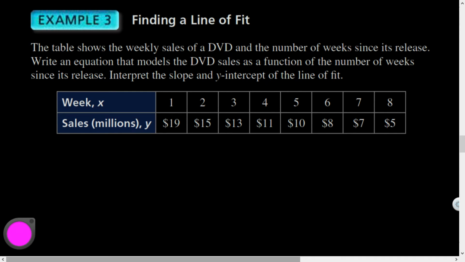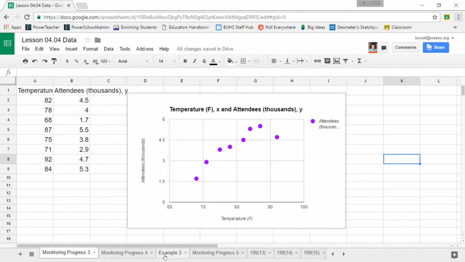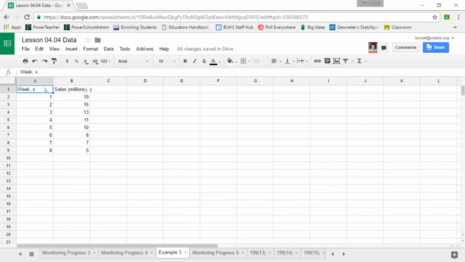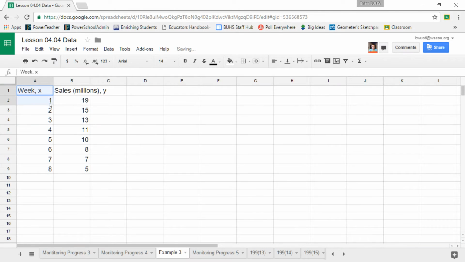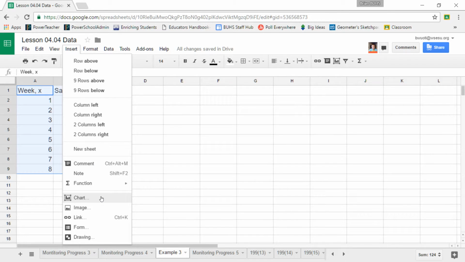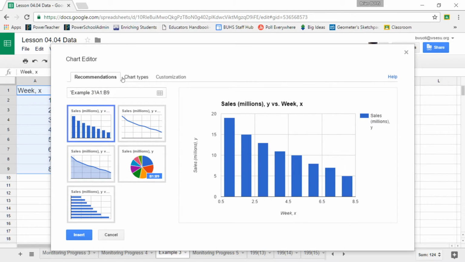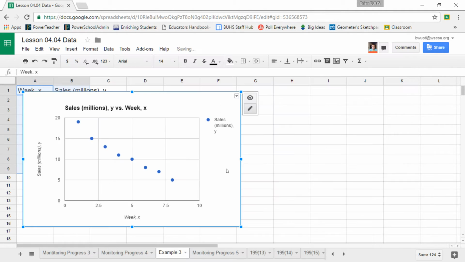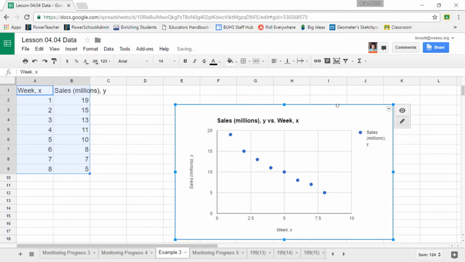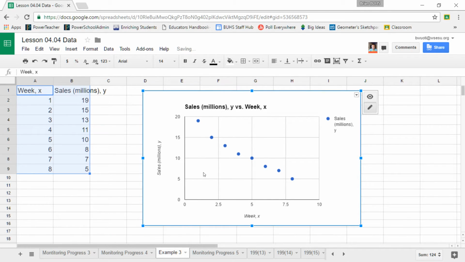So let's go back to our data, and I'm going to click on example 3, and I'll make this jumbo font again. Larger, there we go. And so I'm going to select this, insert a chart, and I'll say, no, I think you don't know what you're talking about. I want just the scatter plot, right there. Oh, good, they actually already labeled my axes for me this time.